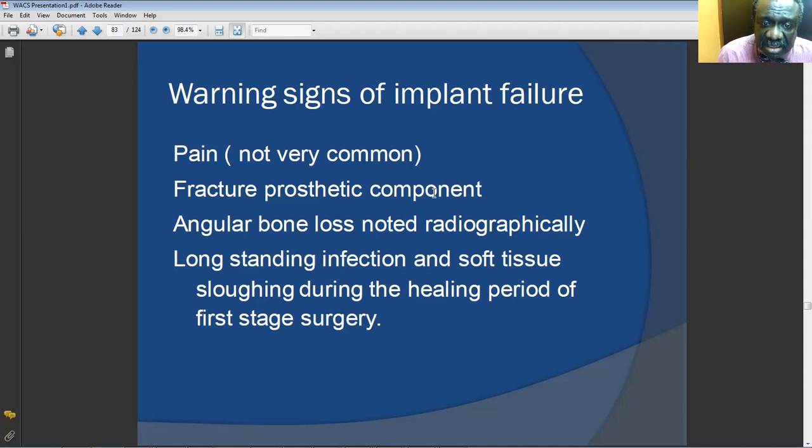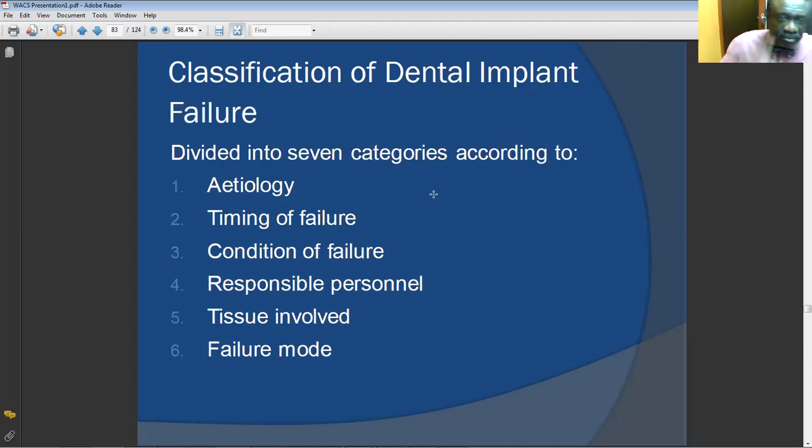Fracture of prosthetic components can be a warning sign. Angular bone loss noted on the X-ray is also a sign. And long-standing infection and soft tissue sloughing during the healing period of the first phase of the implant is also a warning sign. And this tells you that implant can begin to fail before it is restored.